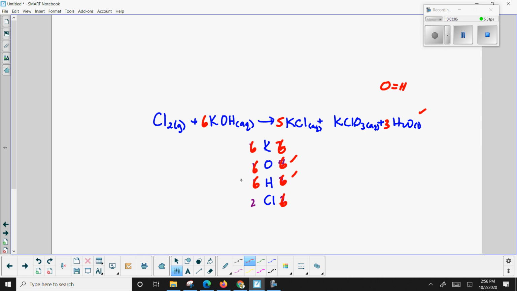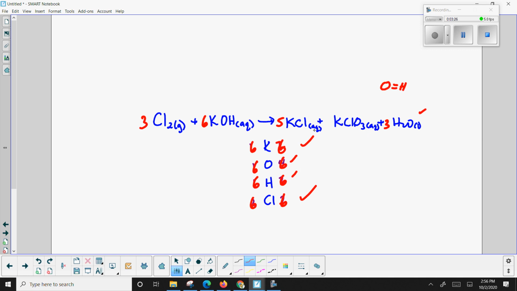How do I get 6 chlorines on this side? I throw a 3 in front of there. So let's check and see what we have here. Let's double check. 6 chlorines here. I'm going to have 5, 6 chlorines here. Beautiful. We're good. Oxygens we already know are good. Hydrogens are good. How about the potassiums? I got 6, 5, and 1. There you go. And that's it for the balancing.